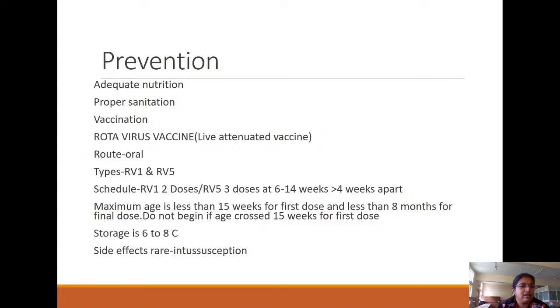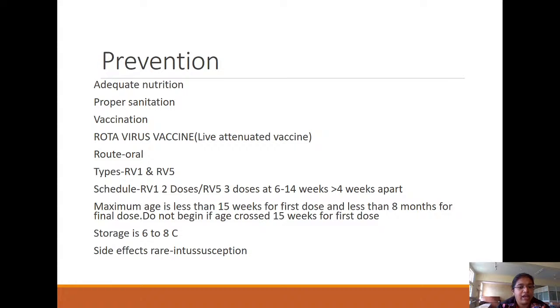which is given orally, and the strain types are RV1 and RV5. The schedule is slightly different for RV1 and RV5. RV1 is 2 doses, RV5 is 3 doses, starting at 6 to 14 weeks. Between 6 to 14 weeks we have to give 3 doses when you are giving RV5. You have to give 2 doses when you are giving RV1. And the interval between 2 doses will be 4 weeks, like any other vaccine.